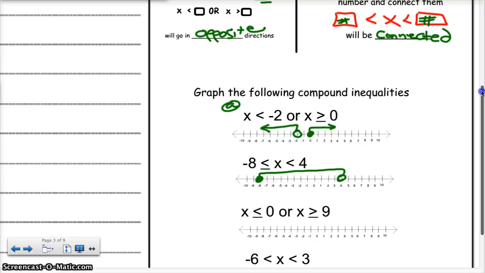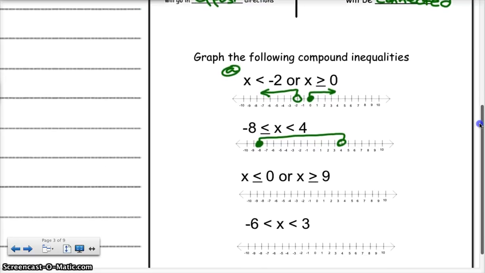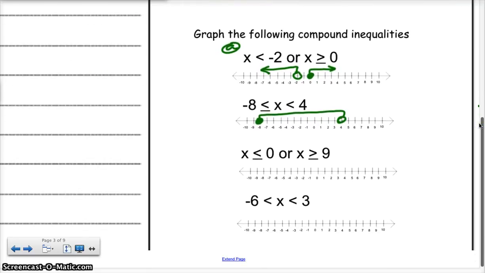Another one. Is this one going to be smushed in between or going in opposite directions? Opposite. It's going to be opposite directions. So I have X is less than or equal to 0. Color it in. Or X is bigger than or equal to 9. Color it in at 9. Go in the opposite direction.